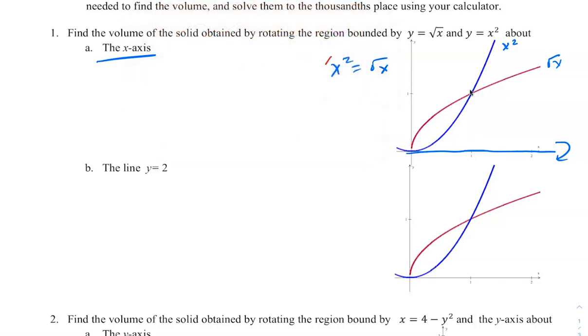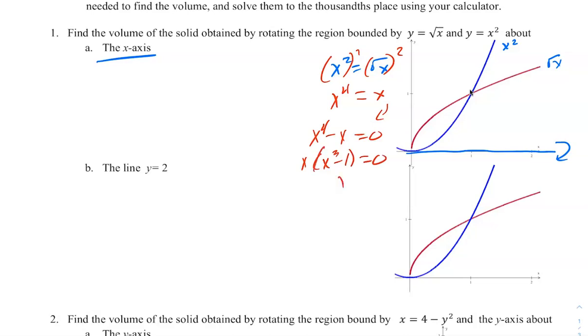So we'll square both sides. I get x to the fourth equals x. Set equal to 0. That's why we solve this. x to the fourth minus x equals 0. Factor it out. There we go. So you get x equals 0 and x equals 1. So here's 0. And then here's 1. Just like it shows on there.